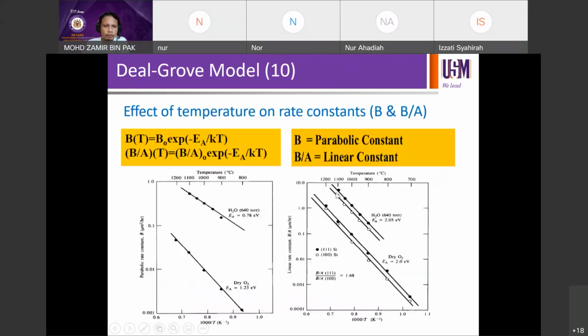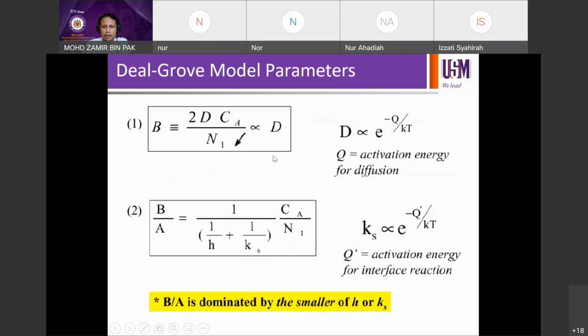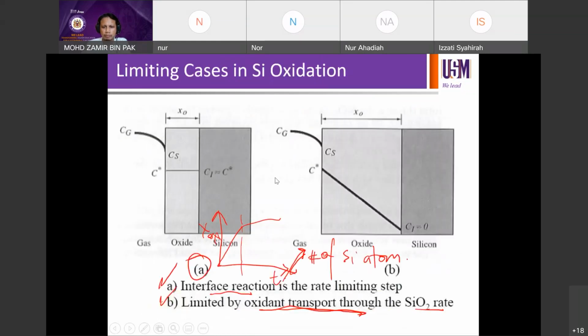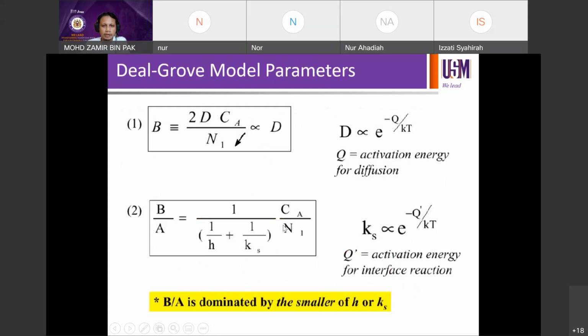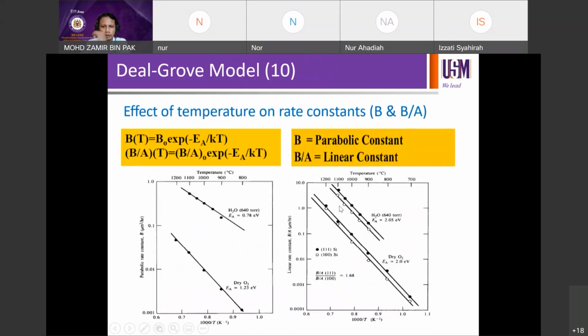Now I'm going to give you some examples you can try and calculate. So let's see the effect of temperature on the rate constant. We call this B and B over A the rate constants. B here and B over A as the rate constant. So let's see the effects on the rate constants.